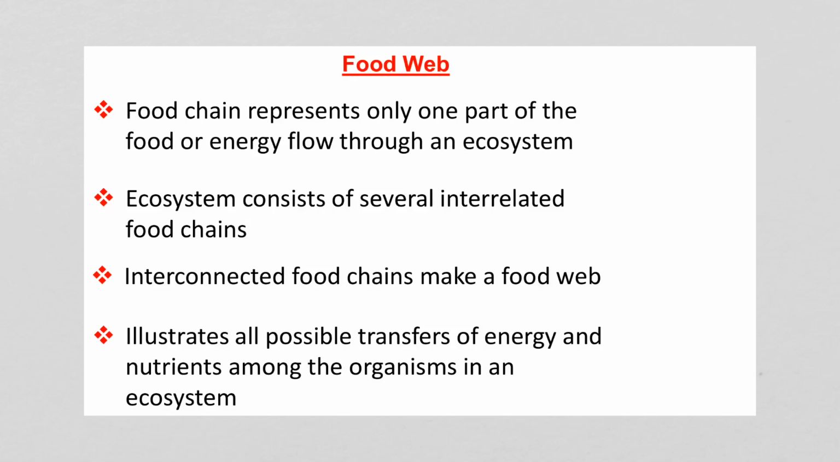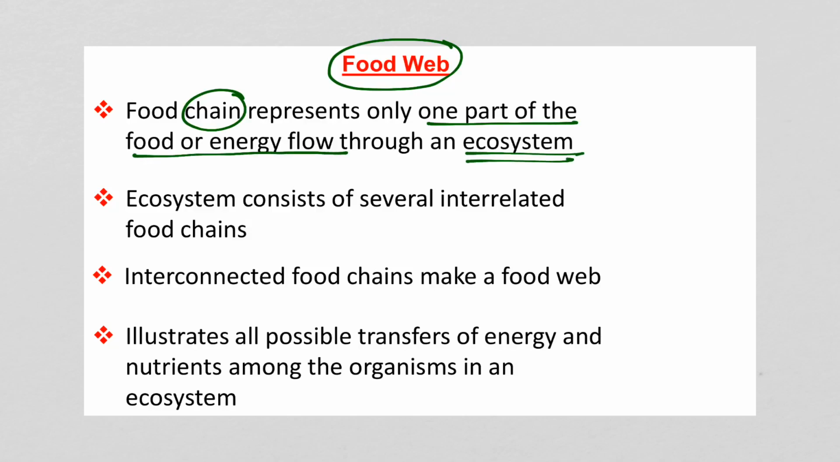Now let us take the next concept, that is the food web. So next we are going to discuss the food web. Now as we compare the food web with our food chain, the food chain represents only one part of the food or energy flow through an ecosystem. Why? Because the food chain is linear. It looks like a straight line. So the food chain represents only one part of the food or energy flow through an ecosystem.